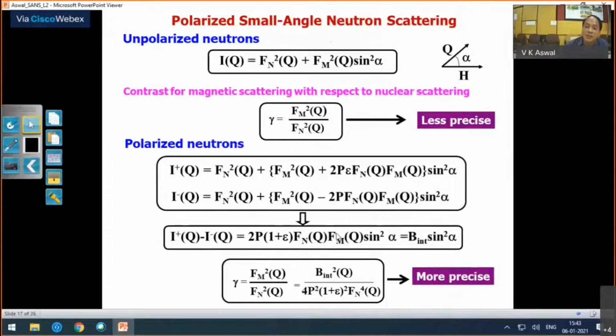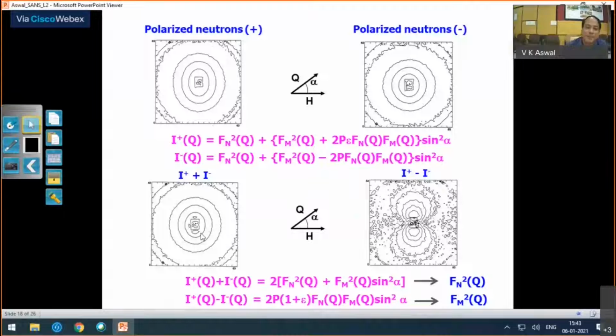So in either case, even when you add, it's isotropic. But when you subtract, now you start seeing this term. So this term will be 0 when alpha is 0, and this term will be maximum when alpha is pi by 2. So to know that there is a magnetic contribution, it can only come from this term, I plus minus I minus, because this is a term which is directly proportional to sine square alpha. And once you see this kind of pattern, then you can get the magnetic contribution from the sample as well as the nuclear contribution.